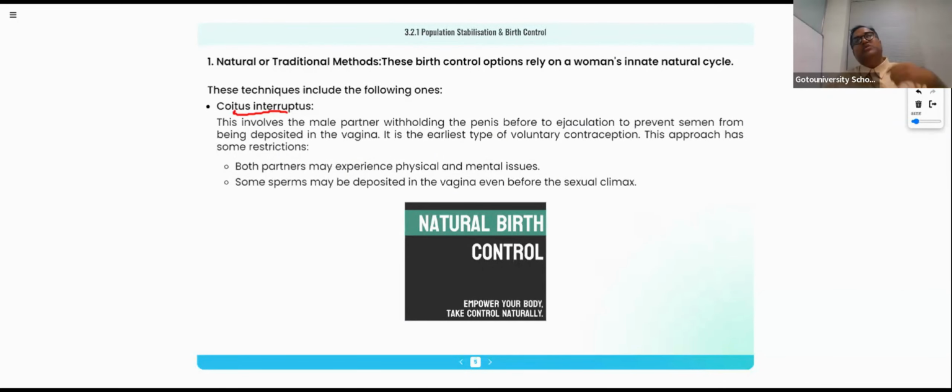Like this, being a doctor, we need to convey the message to patients and to ordinary people who have literacy issues. This will be rectified with such narration by giving pamphlets, audio, video and sound narration. Everything will help them improve their conditions, right? Both partners may experience physical and mental issues. Some sperms may be deposited in the vagina even before the sexual climax. All these sentences are taken from the CBSE NCERT textbook.